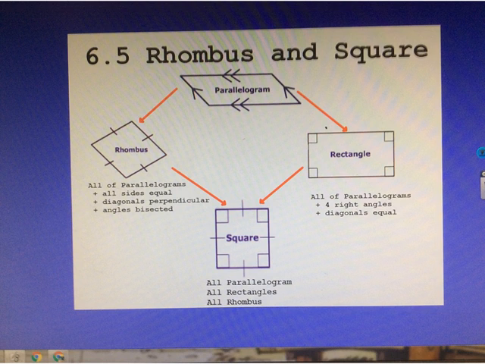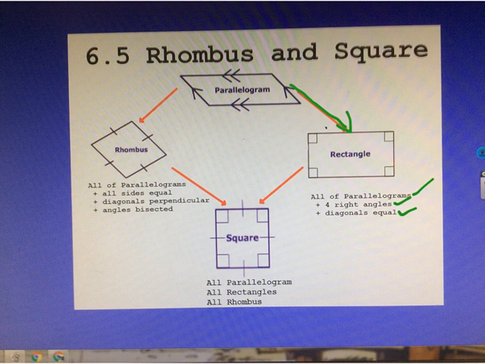Okay? Now, the reason why I'm telling you this is that in order for a parallelogram to be a rectangle, it has to have all of the parallelogram theorems. It has to be a parallelogram. Then it either has to have 4 right angles or the diagonals be equal.